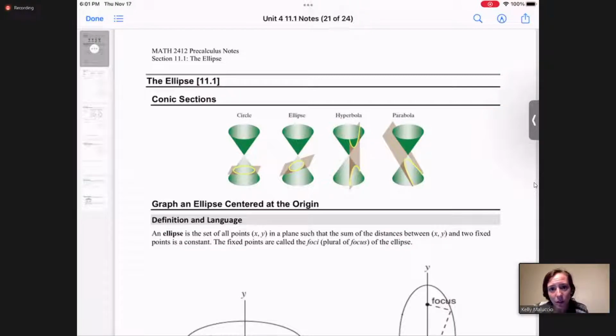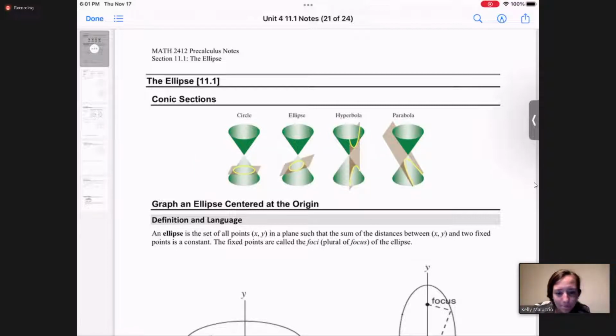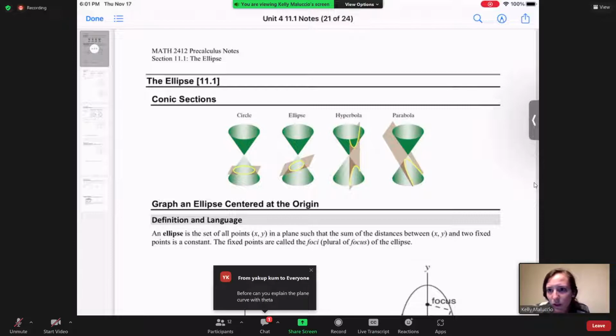So tonight we're going to talk about ellipses, and some other properties or things that have to do with that. So now I have to make sure.